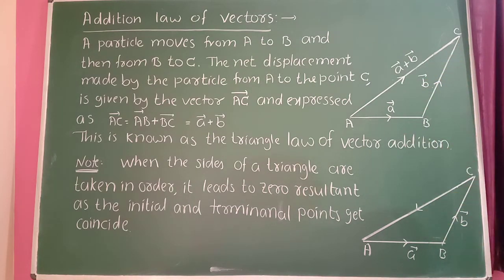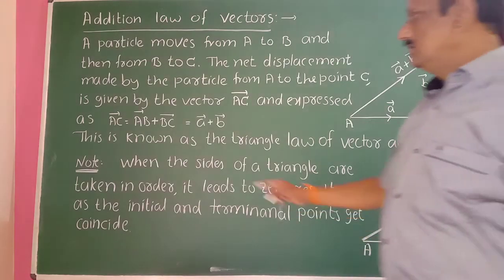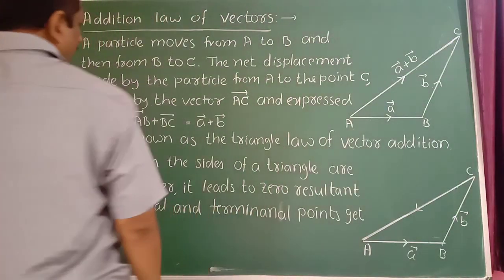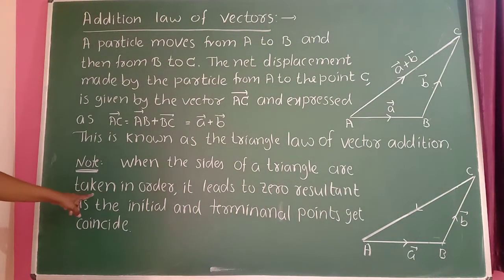This is a very important result here. Hence a particle moves from A to B, then B to C. The net displacement is AC bar here. AC bar is given by AB plus BC here. Next note is that when the sides of a triangle are taken in order, it leads to 0 resultant as the initial and terminal points coincide here.